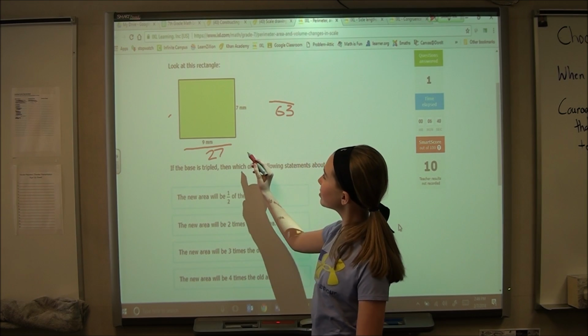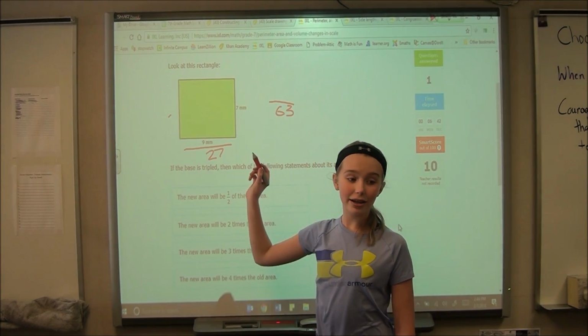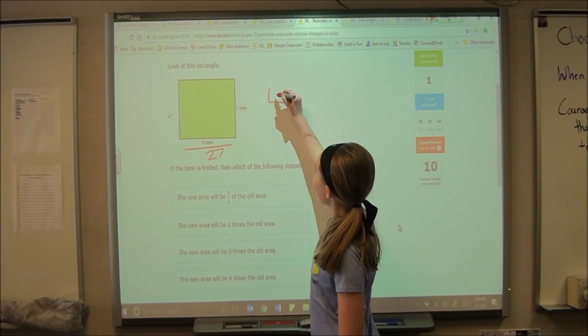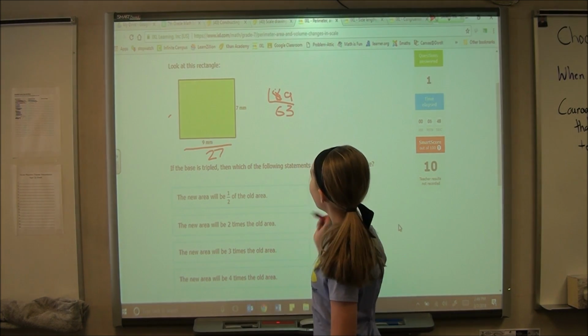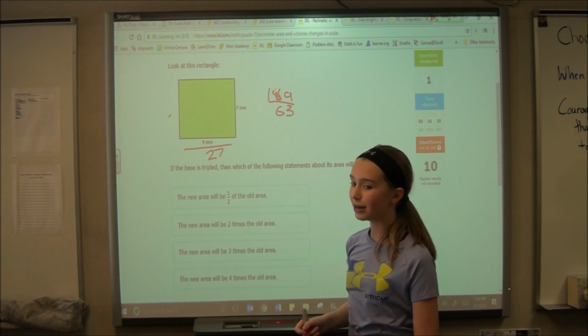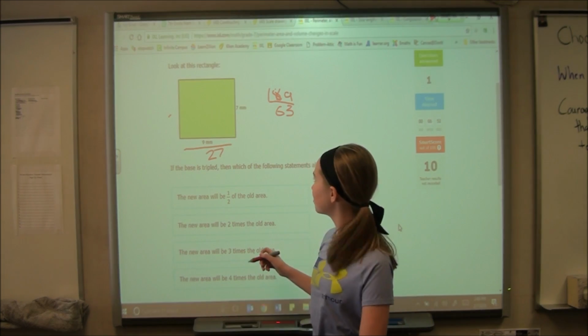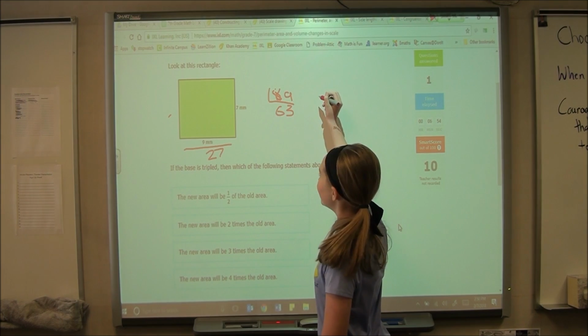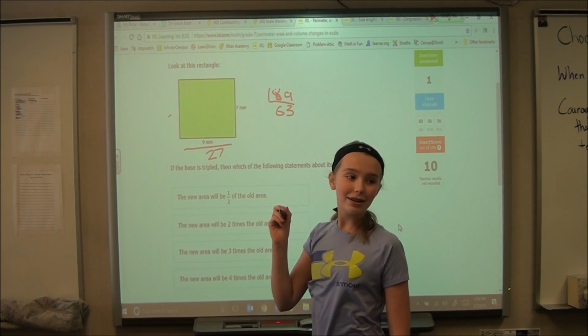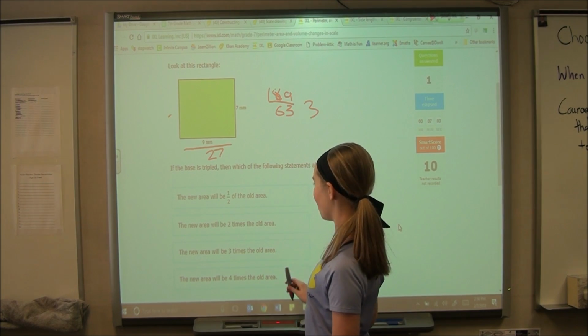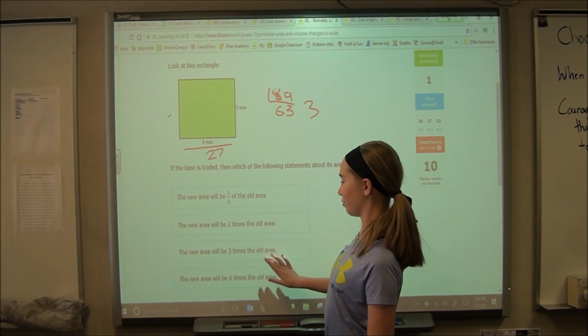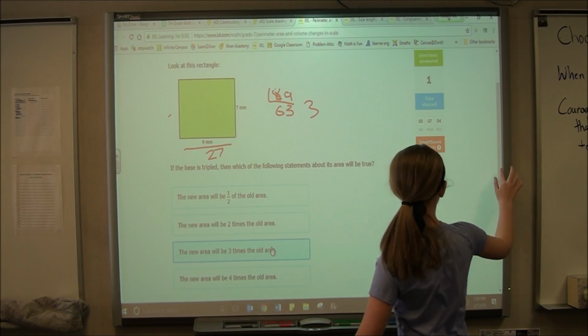And then 27 times 7 is 189. So 189 divided by 63 is what we have to do next, which is 3. So the new area will be 3 times the old area.